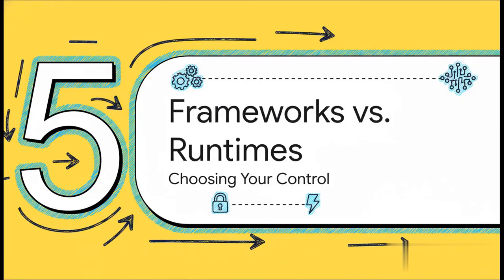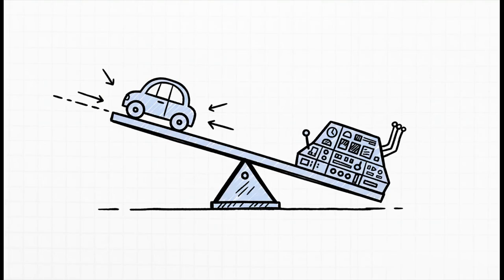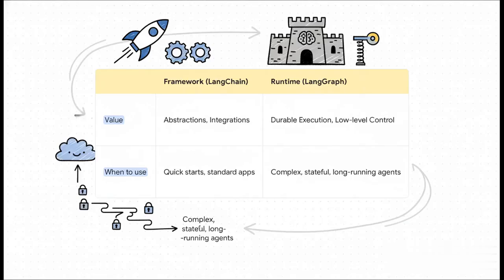Okay, as you get deeper into building this stuff, you're going to start hearing about another really key distinction, and that's the difference between a framework and a runtime. And this is just a classic trade-off you see in all of software. You know, do you want something that's super simple and helps you get started fast, or do you need ultimate power and fine-grained control over every single detail? So a framework like LangChain is brilliant for getting up and running quickly. It's got all these handy abstractions and integrations so you can build stuff fast. But for those really complex, long-running agents that need to remember conversations and be super reliable, you'll probably want a runtime like LangGraph. It gives you that low-level, granular control you need for serious production-grade systems.